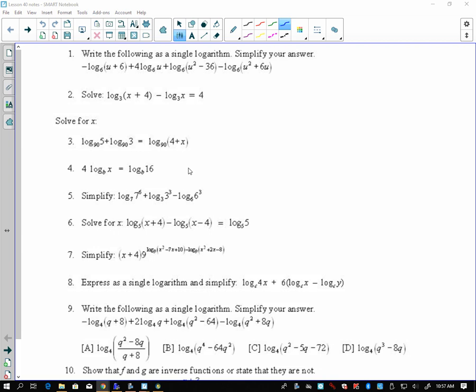Okay? And you see that at the bottom of page 288. Log base b of x to the 5th is the same as 5 log base b of x, or vice versa. 5 log base b of x is the same as log base b of x to the 5th. So if we understand those things, we're in pretty good shape.